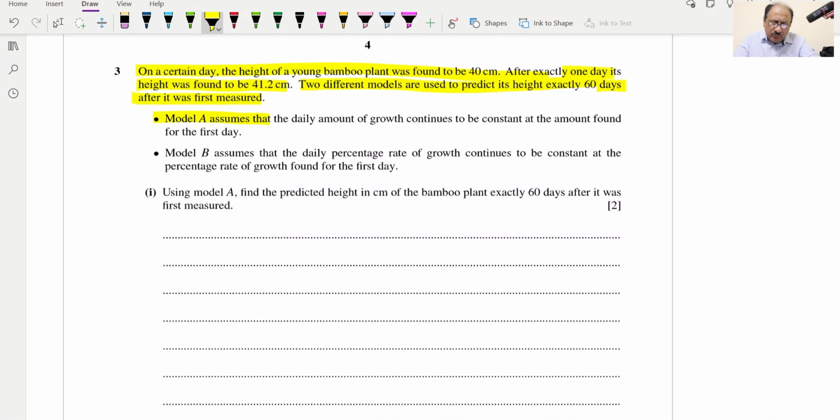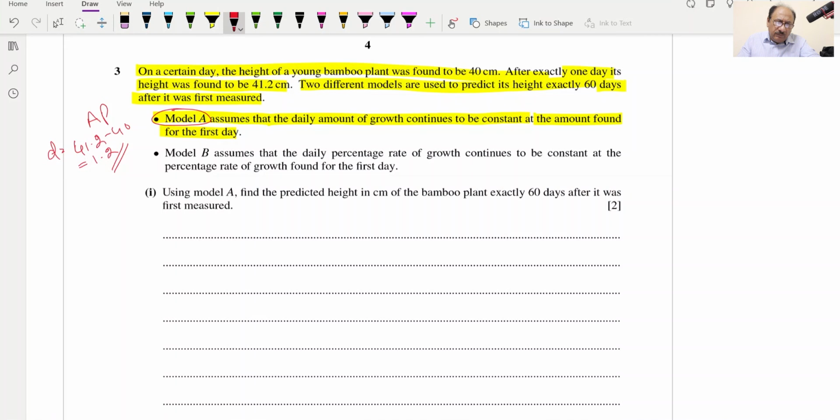Model A assumes that the daily amount of growth continues to be constant at the amount found for the first day. So model A is arithmetic increase. So it is arithmetic progression. We can say this is AP, and D is what? D is 41.2 minus 40. This will be our increase, which is 1.2.